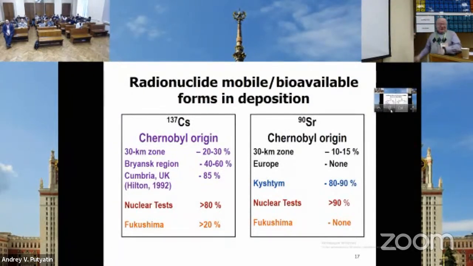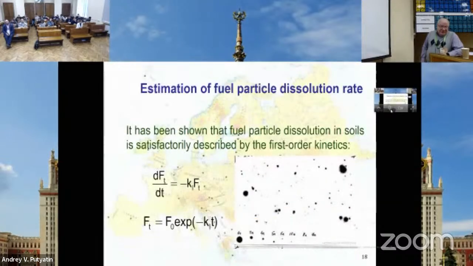And generally, nuclear fuel was not released in the case of the Fukushima Daiichi nuclear power plant accident, fortunately. So, estimation of fuel particle dissolution rate. It's very convenient to use the strontium-90 speciation and its dynamics to estimate the dissolution rate. It has been shown that fuel particle dissolution in soils is satisfactorily described by first order kinetics. Here you can see the equation for first order kinetics and the solution.